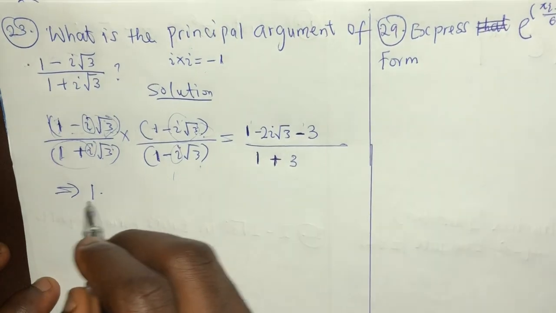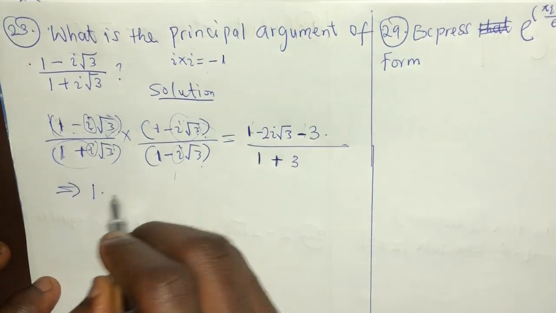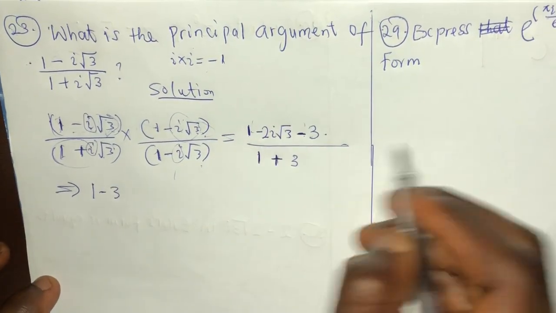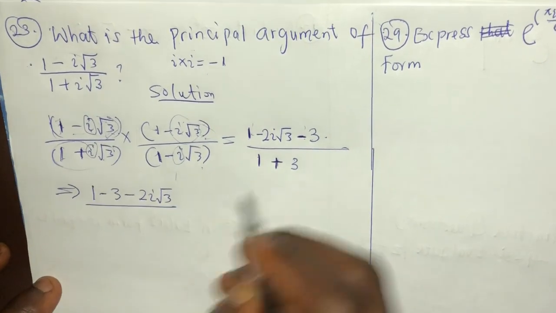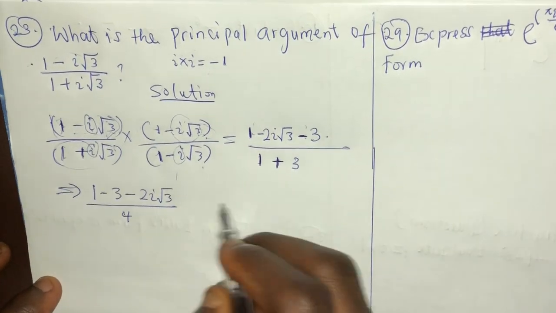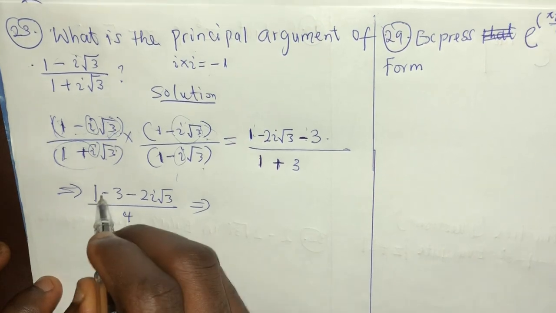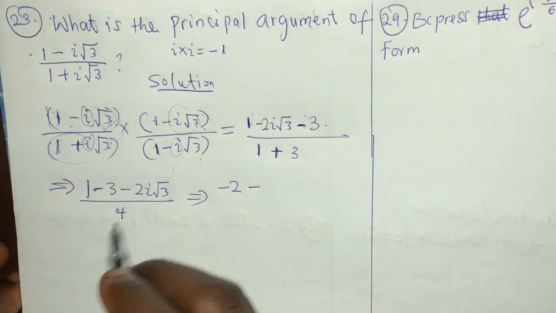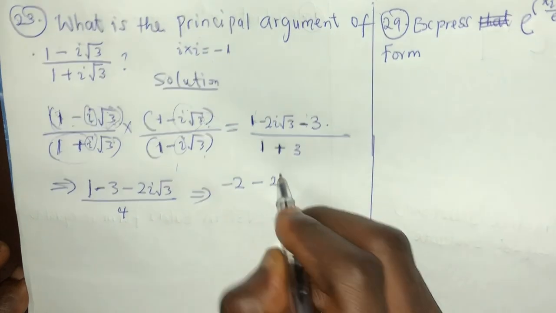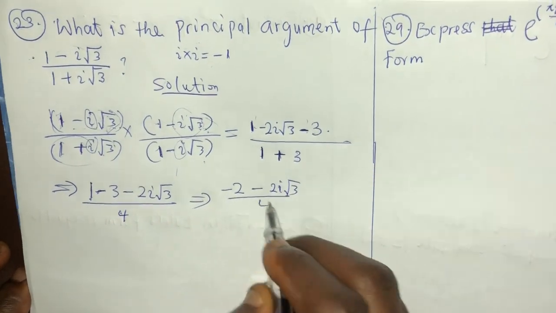Let's collect the real part first. 1 minus 3. Then the imaginary part, the other side, minus 2I root 3. And all over 1 plus 3 is 4. Now we all know that 1 minus 3 is actually minus 2. Then minus 2I root 3 over 4.